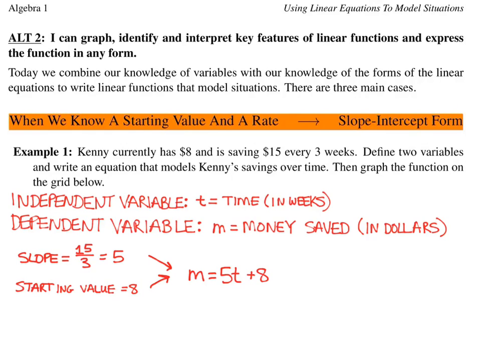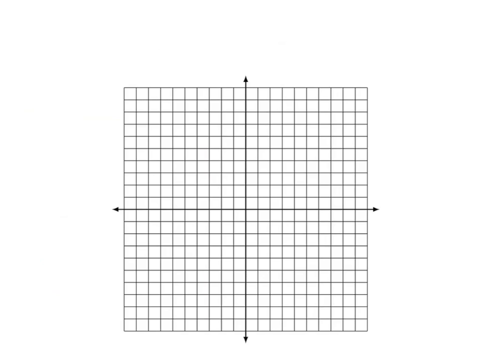Now to make a graph, we need a grid. So boom, and I'm rewriting it here so I can see it as we go forward. You already have it written down. Right, now go ahead and start to label the axes. The horizontal axis, the independent variable, is t. The vertical axis, going with the dependent variable, that's m.